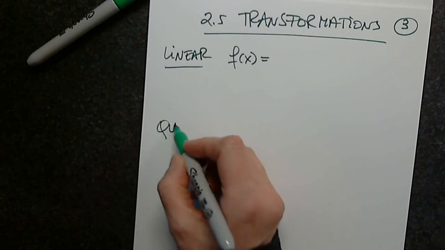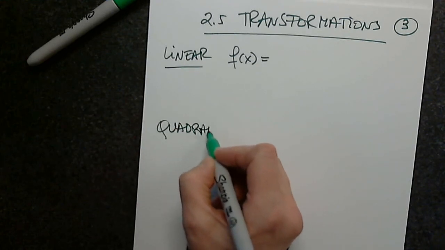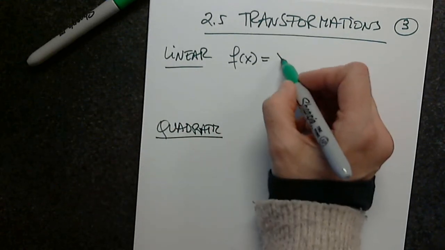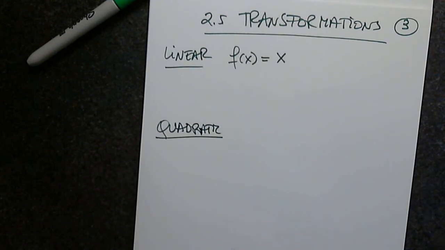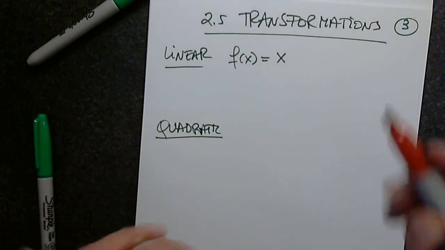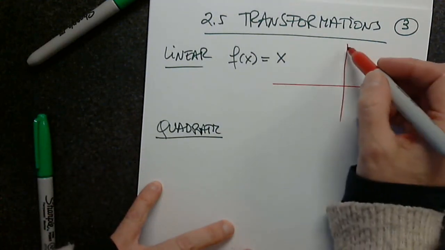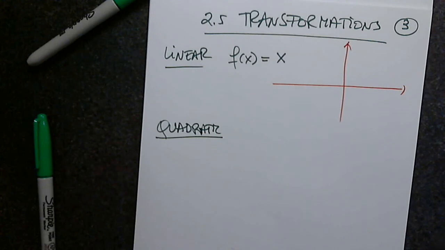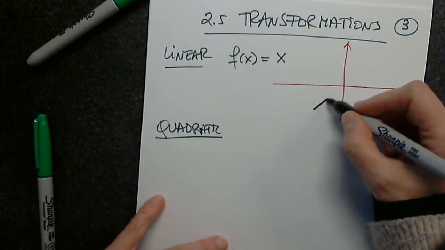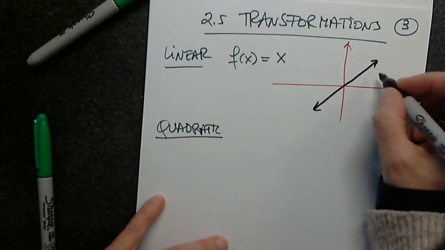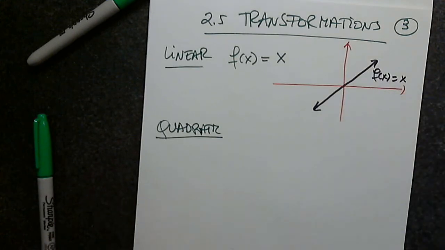Then we're going to move to quadratic. Exactly. This is the simplest possible function. There is nothing simpler than this linear function. There are other linear functions out there, of course, but this is the simplest one. We have to remember how to graph this. So here's the graph of y equals x, or f of x equals x. Is this function symmetric? Yes or no?